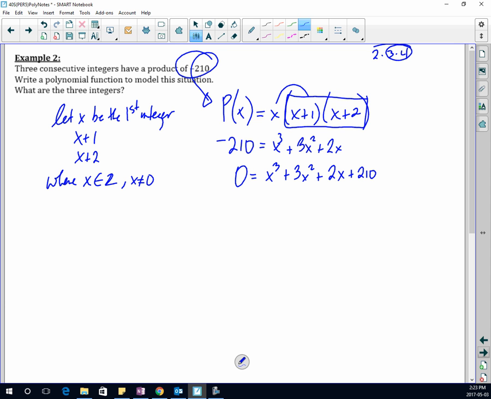Negative 10 will go into that, so let's try negative 10. What is negative 10 cubed? We're at a big number now, hey? Negative 1,000. I think this was a little bit too big. Negative 10 squared is 100, 100 times 3 is plus 300, minus 20 plus 210. So that doesn't work.